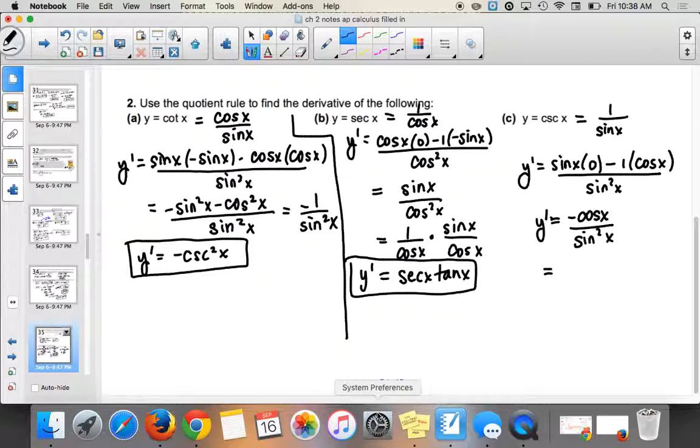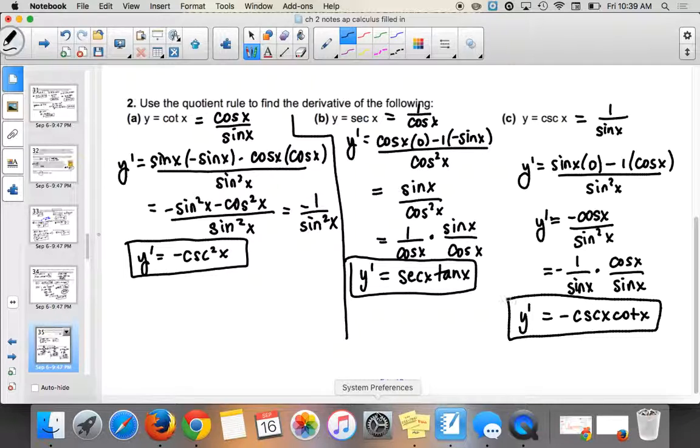All right, so we break it apart. I'm going to do the same kind of thing. So I'm going to have 1 over sine, and I'm going to do cosine over sine, but I don't want to forget that it's negative as well, so I'm going to put a negative all the way up front. So our answer is negative cosecant x cotangent x. So the derivative of cosecant is negative cosecant x cotangent x.